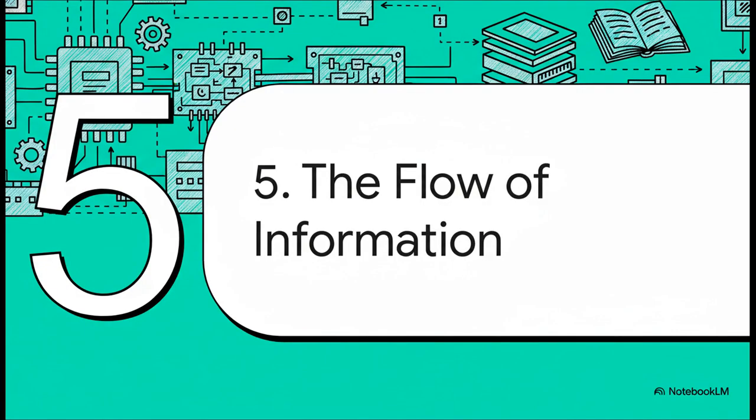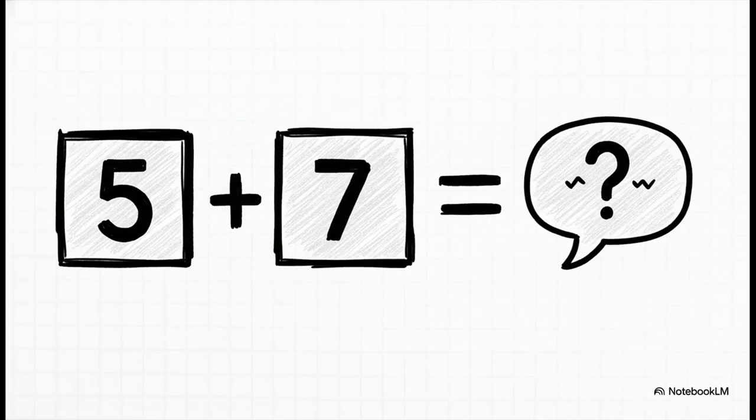Okay, so we've toured all the main rooms. We have our foreman, we have our workshop, and we have our library. Now for the really fun part. Let's put it all together and actually watch how a single, simple command flows through this whole system. We're going to follow one of the most basic things a computer can do. Add two numbers together. Let's say 5 plus 7. Here's how it all goes down, step by step.